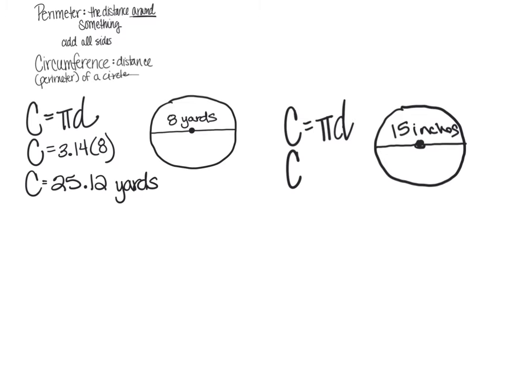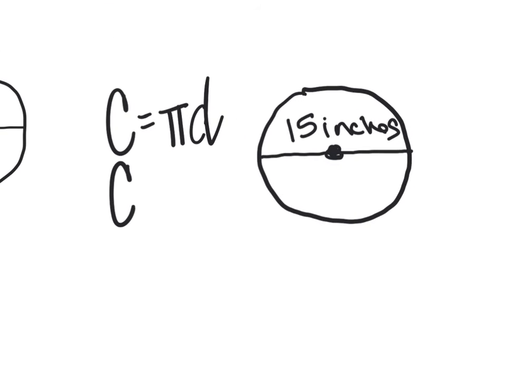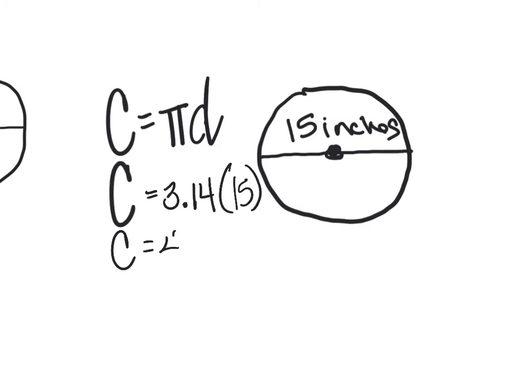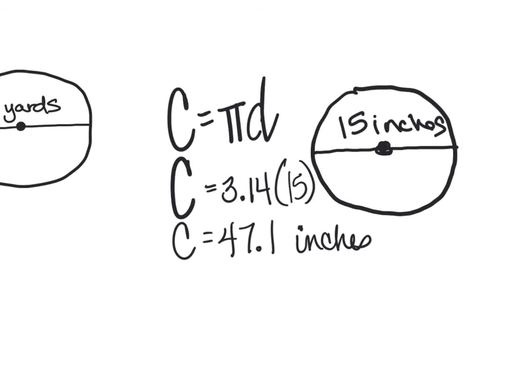We don't know the circumference, so we're going to put C there. What is pi? 3.14. What is the diameter? 15. And they're touching each other, so that lets me know I need to do what to those two numbers? Multiply them. What is 3.14 times 15? So the distance around our circle is 47.1 what? Inches. Any questions on those two?